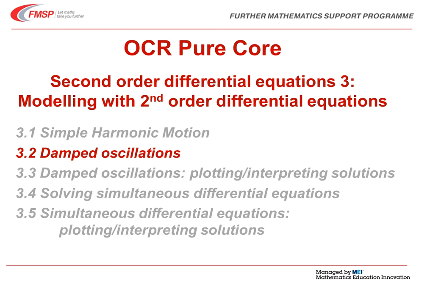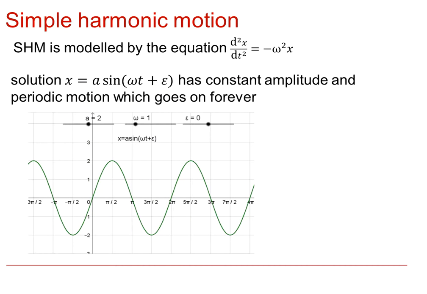Hello, this is the second video of the second-order differential equations third series on modelling with second-order differential equations for OCR Pure Core Further Mathematics, and it looks at damped oscillations. In the last video, we looked at simple harmonic motion modelled by equations of the form d2x by dt squared equals minus omega squared x, which had a general solution of x equals a sine(omega t plus epsilon). This potentially has constant amplitude and periodic motion which goes on forever.